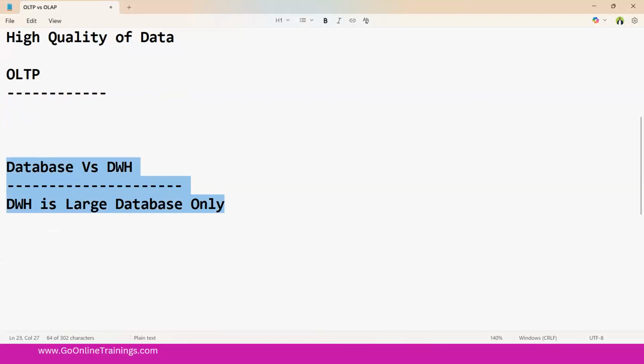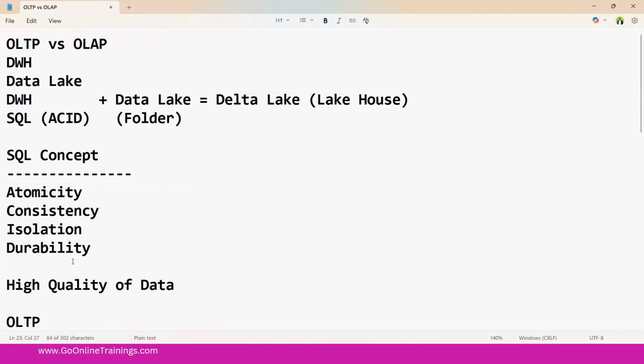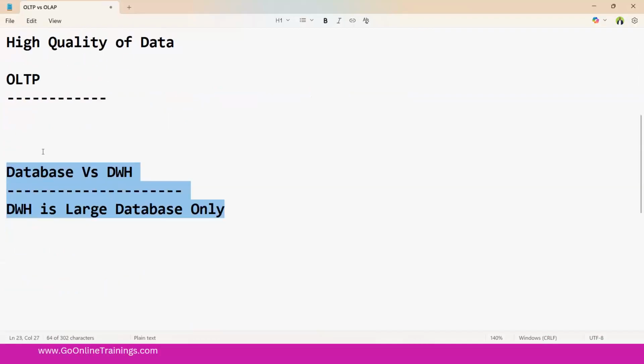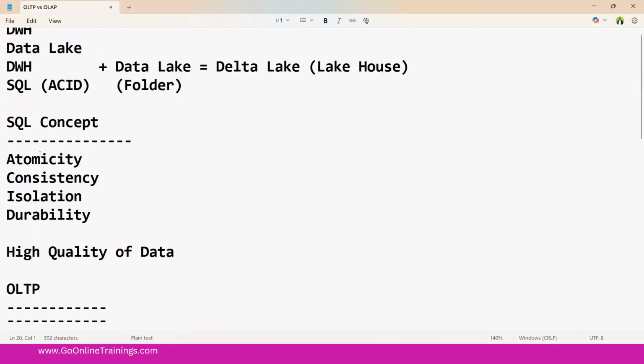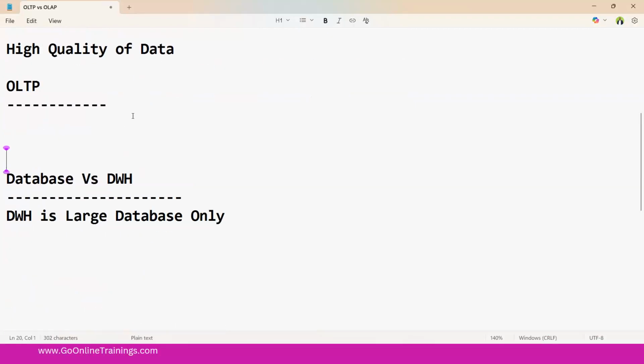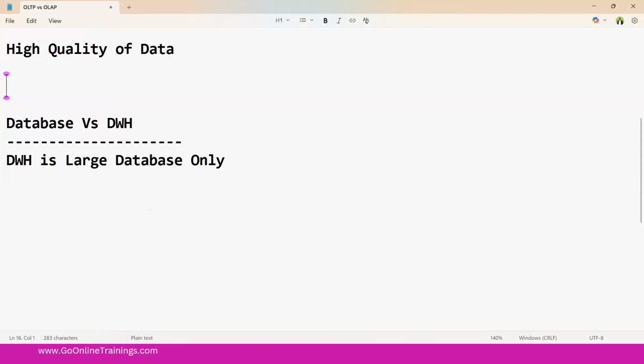Remember that data warehousing is a large database. It may be an Oracle database, SQL Server, Teradata, or DB2, anything that you can choose. Am I clear? So these are very, very important points that you need to know clearly. Guys, are you clear? So what is OLTP? What is a data warehouse? I have clearly explained.